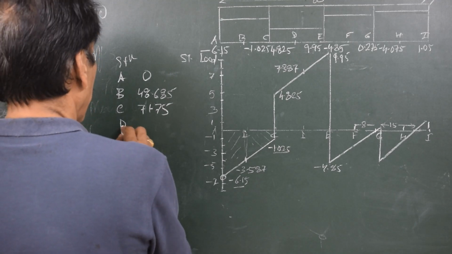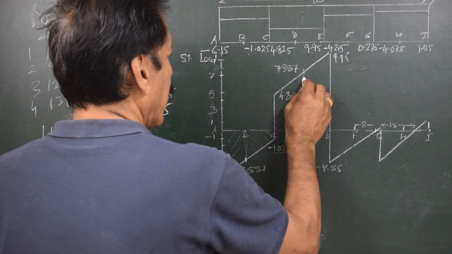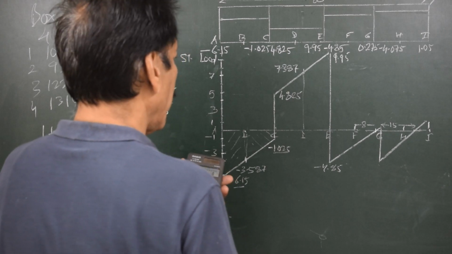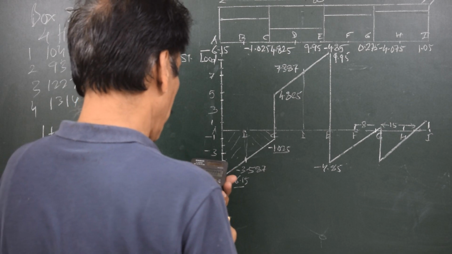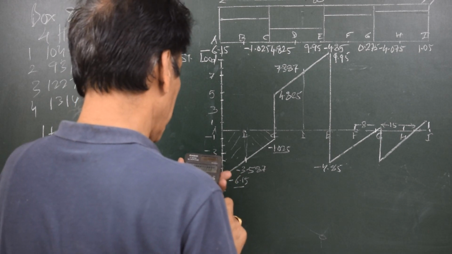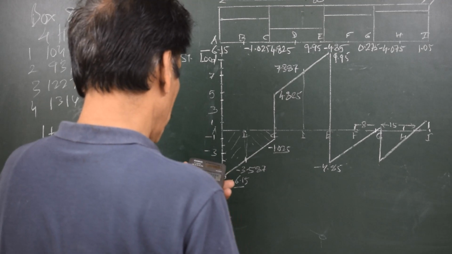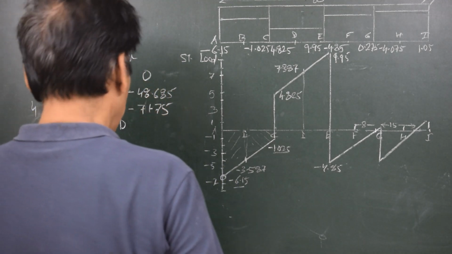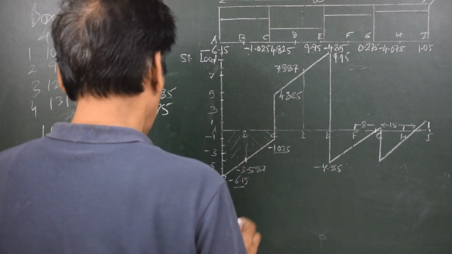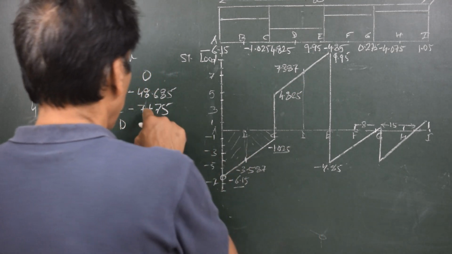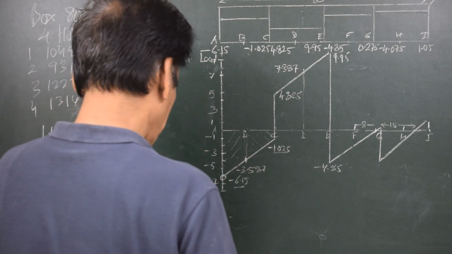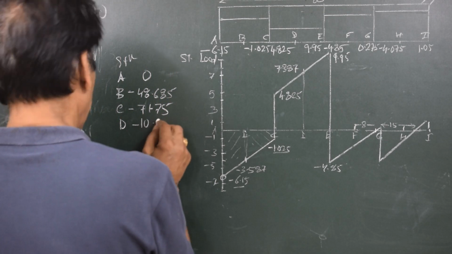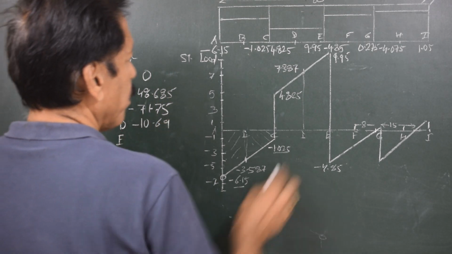Now the value at D will be the area of this trapezium, and that is 4.825 plus 7.387, divided by 2, into 10, that is 61.06. Mind you, these values are negative, and when I have this positive area as 61.06, that will have to be treated with minus 71.75, giving me the value as minus 10.69 at D, that is at this point.